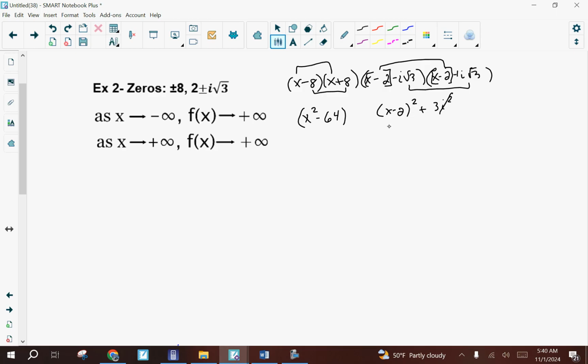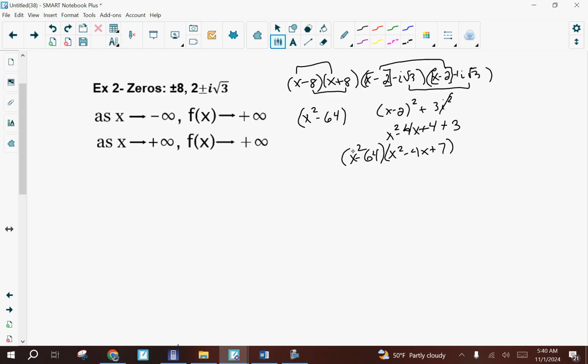Then we can do the shortcut on this part, perfect square. So x squared minus 4x plus 4. And then we bring down the plus 3. So all of that stuff turns into x squared minus 4x plus 7. Then we have to multiply it times x squared minus 64.